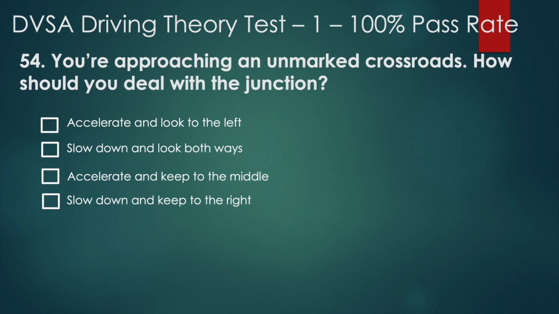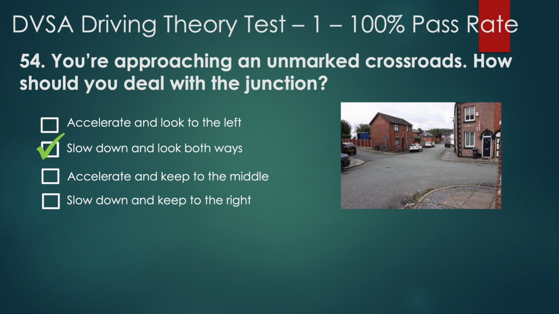54. You are approaching an unmarked crossroad. How should you deal with the junction? A. Accelerate and look to the left. B. Slow down and look both ways. C. Accelerate and keep to the middle. D. Slow down and keep to the right. And the answer is B. Slow down and look both ways. And a sample crossroad without marking is provided on the right side.